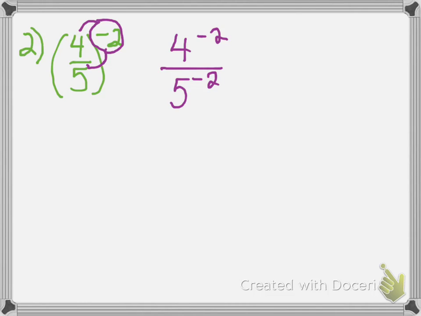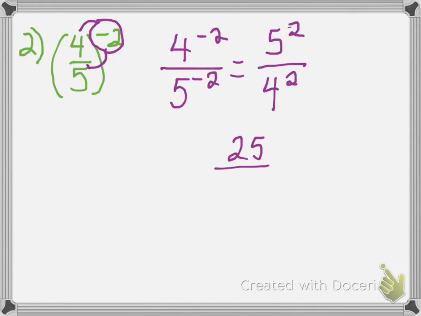In class, we also talked about if you have a negative exponent in the top, you need to move it to the bottom and make it positive. If you have a negative exponent in the bottom, you need to move it to the top and make it positive. Then you need to simplify. 5 squared is 25, and 4 squared is 16. And that would be your final answer.